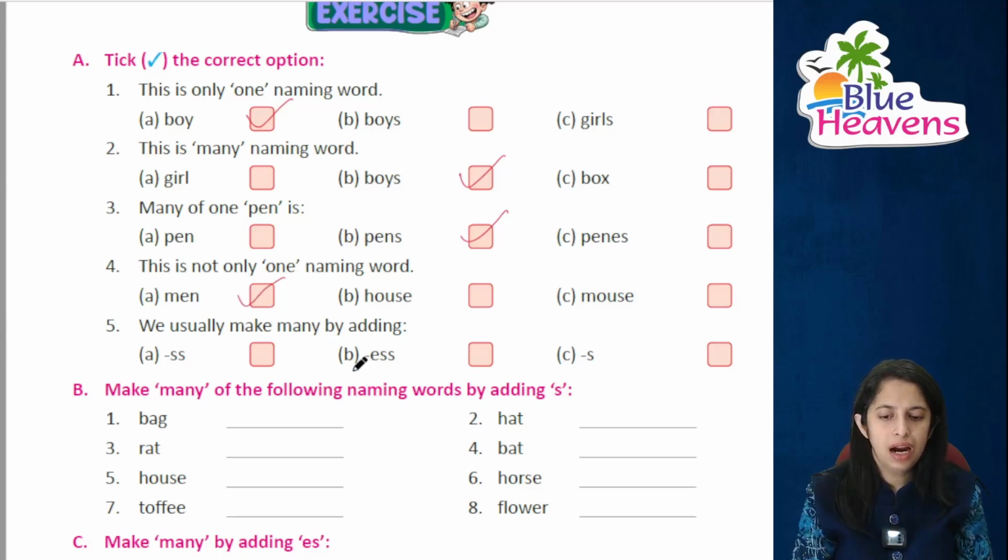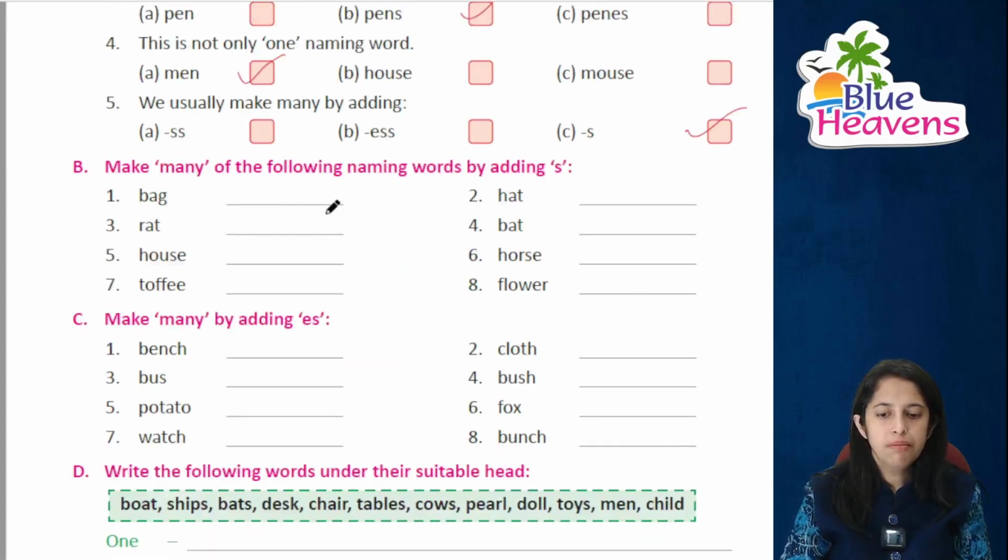We usually make many by adding either s or es. Sometimes we add s, that is, usually जो हम ऐड करते हैं. Now make many of the following words by adding s. जैसे bag को हम क्या बना देंगे, bags बना देंगे, right? Next is hat का hats हो जाएगा, right? Moving on to the rat, that is rats हो जाएगा. Then it's bat का bats हो जाएगा, right?